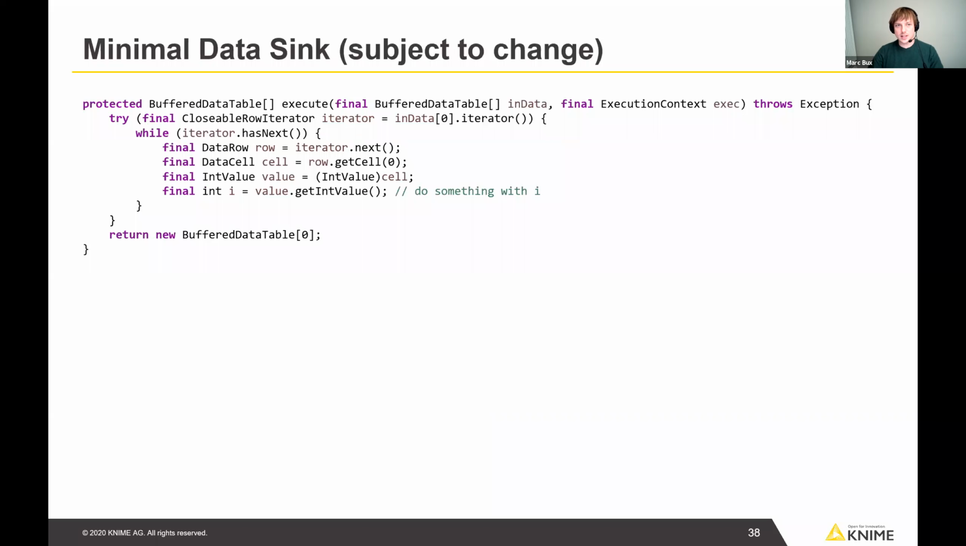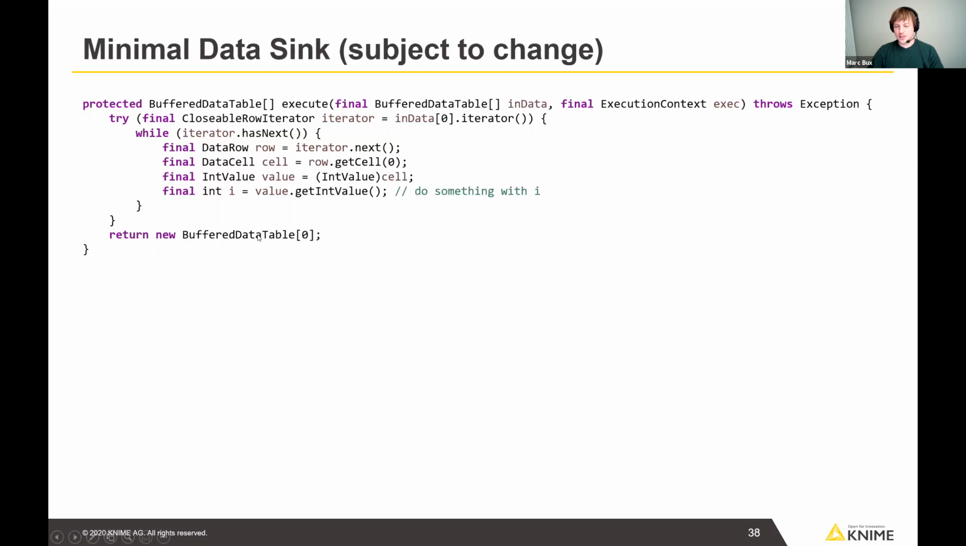Okay, this was the data source. The data sink is pretty similar. Again, this is for the old API. This is how you should use the old API. You have your closable row iterator that you get from your buffered data table. And then while you can still iterate over it, you get the next data row, you get the data cell, then you cast the cell to an int value, and you get the actual primitive int out of that value.